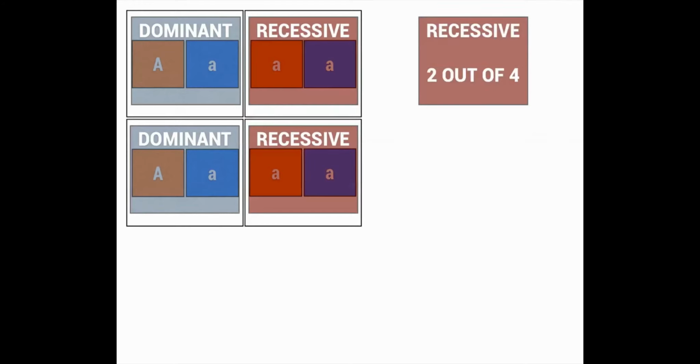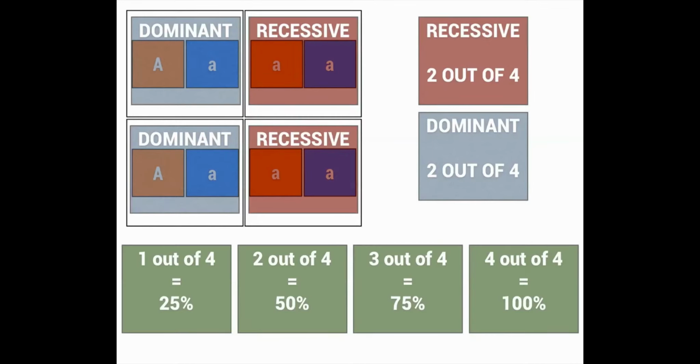If you look at them closely, there are 2 out of 4 of the boxes are recessive and 2 out of the 4 boxes are dominant. This means if you look at a chart, there's a 50% chance that the person is going to get the recessive gene, and there's a 50% chance that they're going to get the dominant gene. And that is a brief introduction to how Punnett squares work.